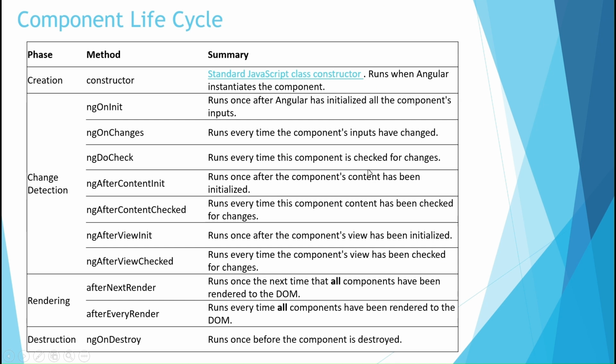There are four phases: creation, change detection, rendering phase, and destruction phase. In the creation phase, just the constructor is called. In change detection, whatever change is detected before or after whatever changes have been done, these are the methods we can use. After rendering the component or the child component, we can use these methods. After destruction of the component, if we have subscribed to any events, we can destroy them.